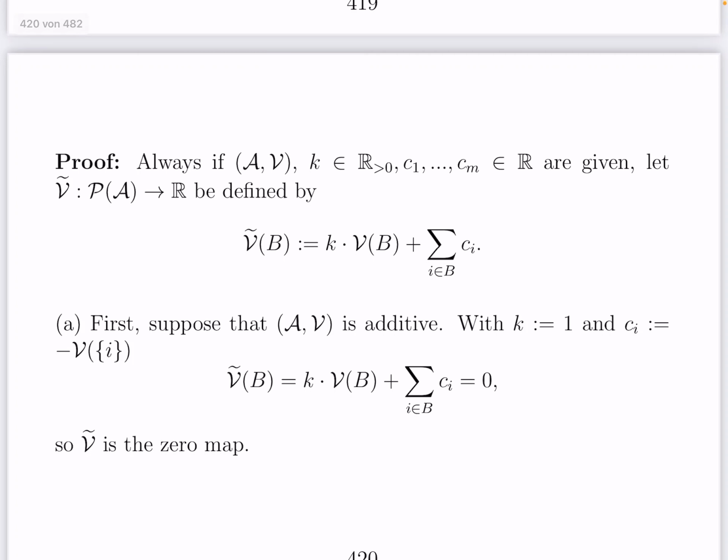Anyway, whenever we have a cooperative game (A, V) with coalition valuation V, and if you have a positive constant k and arbitrary real constants c1 to cm, then we can define the new coalition valuation Ṽ by the usual formula. For any coalition B, Ṽ(B) is k times V(B) plus the sum of these constants ci for i in B. So given V and these constants, we get the strategically equivalent coalition valuation Ṽ.